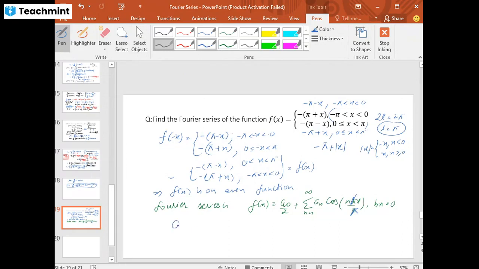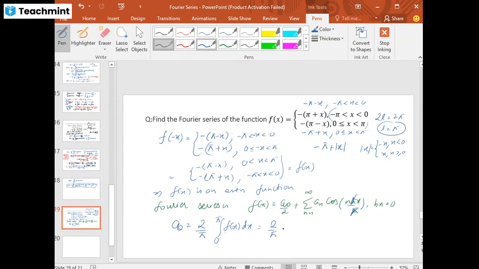So what is the formula of A naught? It is 2 upon L, that is 2 upon pi, integral 0 to pi, f of x dx. Although your function is piecewise continuous, because we need to integrate our function in the interval 0 to pi only, and in the interval 0 to pi, its value is minus of pi minus x.